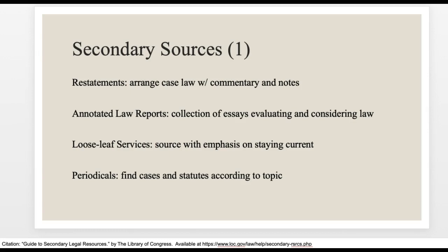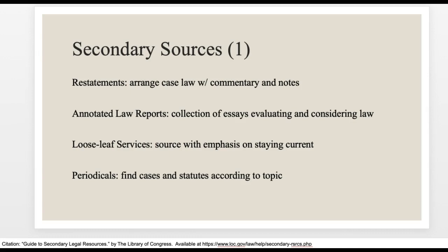Loose-leaf services deal with regulation-heavy topics such as Medicare, tax, or securities. The loose-leaf structure facilitates easy updating of these regulations. An example of a loose-leaf service is the Federal Tax Reporter.